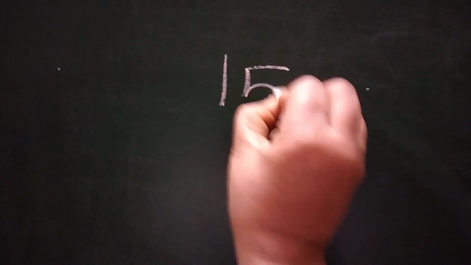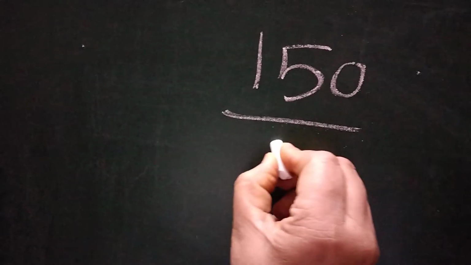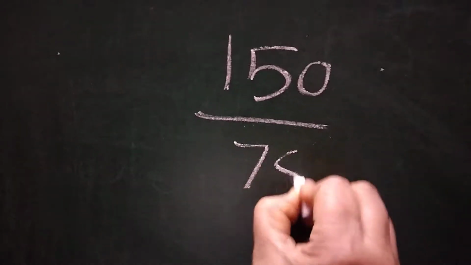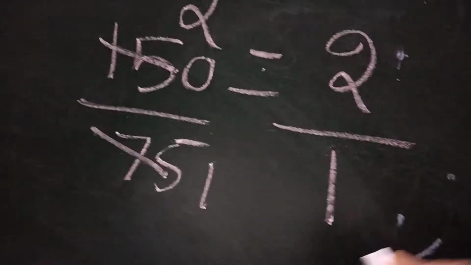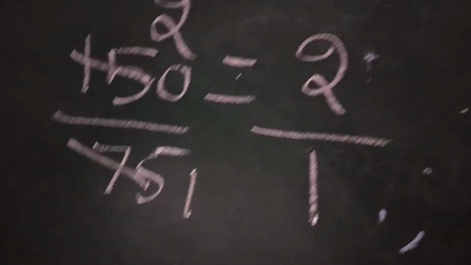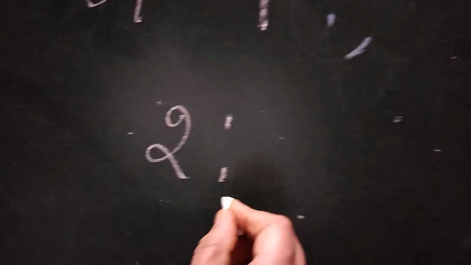I will do it on the board. See like this, 150 divided by 75. 75 ones are 75, 75 twos are 150. So 2 by 1, or 2:1, like this.